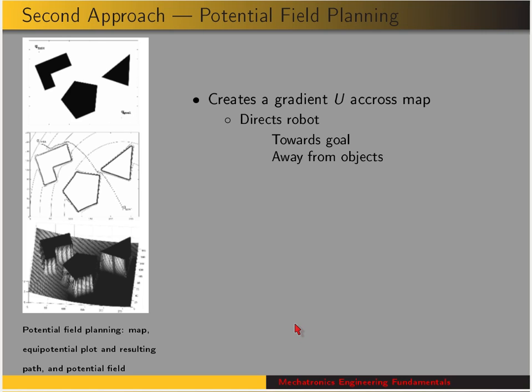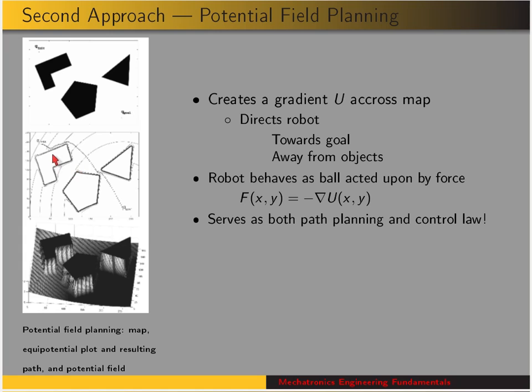What we will finish up with is the potential field method. And here the approach is to create a gradient U across the map. And that gradient directs the robot towards the goal and away from objects. Once we have that gradient, then the path is determined by treating the robot as a ball acted upon by a force. So we could just set the ball down at the start spot, and then it will roll towards the goal as the gradient influences it.